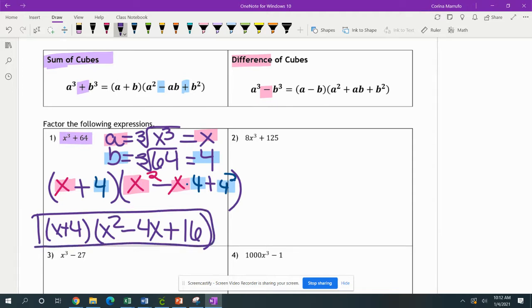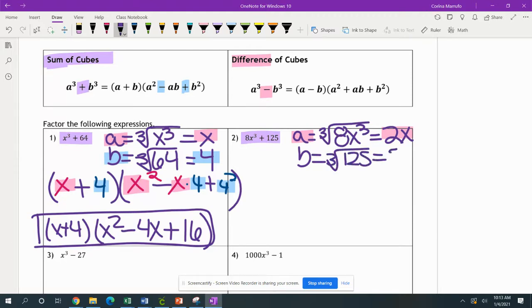This next one is also a sum of cubes, so we're going to use the same formula. Starting off, we're going to take the cube root to find a. Take the cube root of 8x to the third power. The cube root of 8 is 2, and the cube root of x cubed is just x. So that means that our a is equal to 2x. Then we look for our b. We get that by taking the cube root of 125, which gives us 5. So that means that our b is equal to 5.